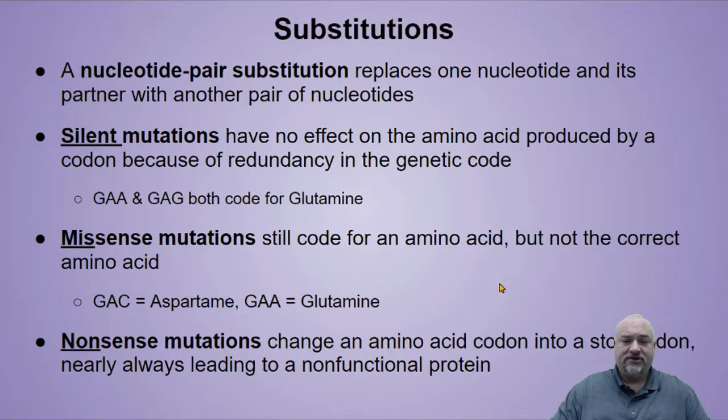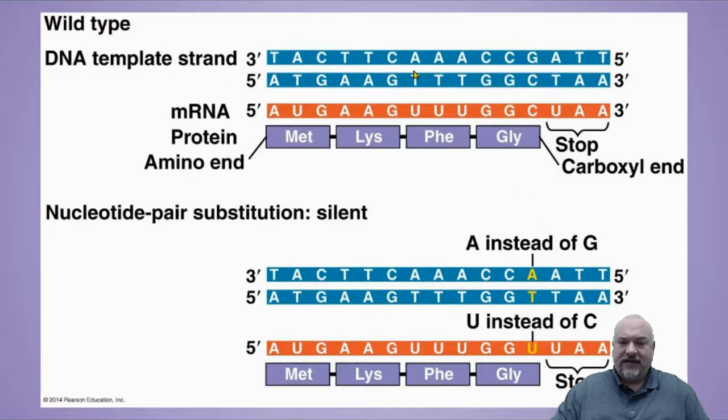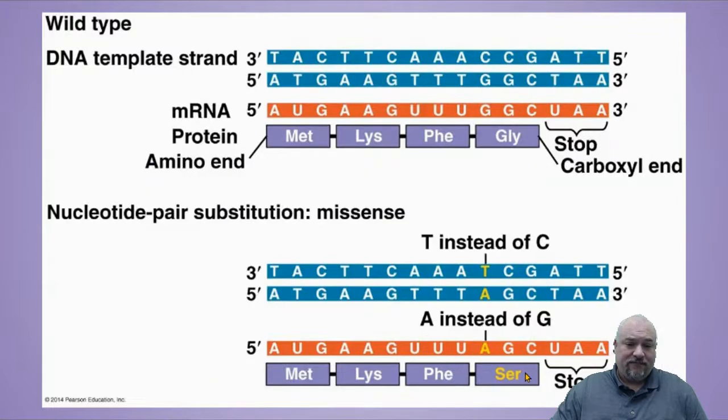So let's see some images of that. So here's our original DNA strand, and it codes for, in the end, these four amino acids and then a stop. If we do a silent substitution mutation, put an A instead of a G there, we wind up still getting glycine in our last position. So as you can see, the polypeptide doesn't change at all. Same top one here, but now we do a T instead of a C here. We change it from a glycine to a serine. So that's a missense mutation.